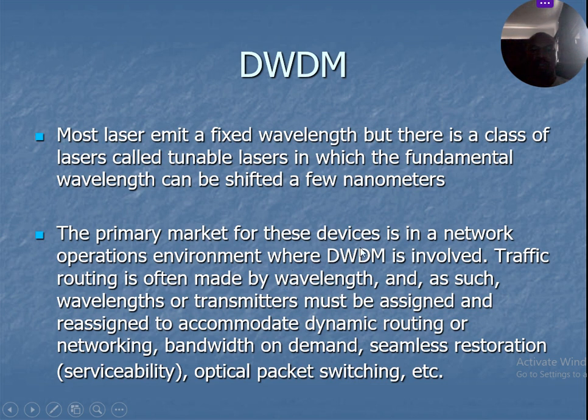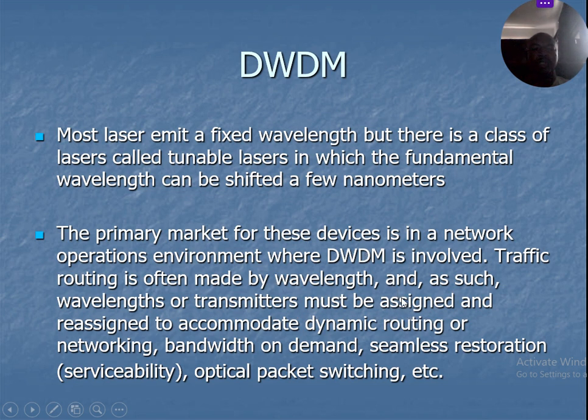The traffic route is a result of the wavelength of the light impulses they have, and as such, wavelength and transmitter must be assigned and reassigned to accommodate dynamic routing and networking. So that at the end of the day, we have increased bandwidth, or bandwidth on demand, and seamless restoration and serviceability, optical packet switching, and all of these good things. All of this improved capability will be the result.